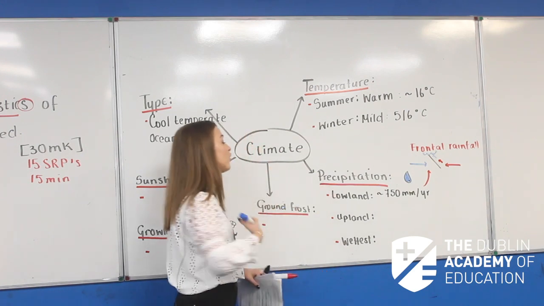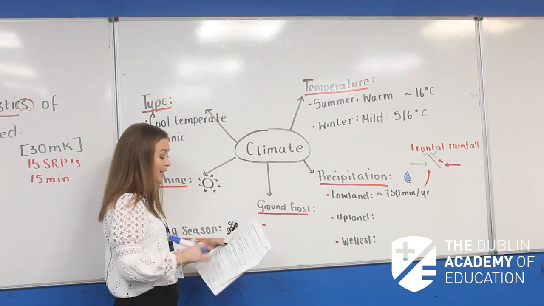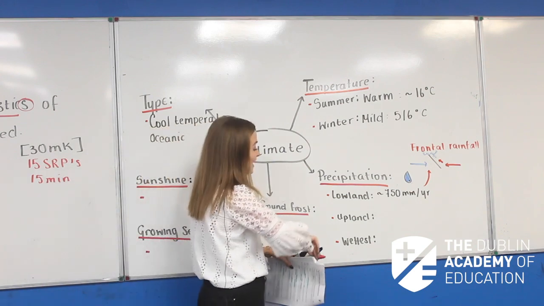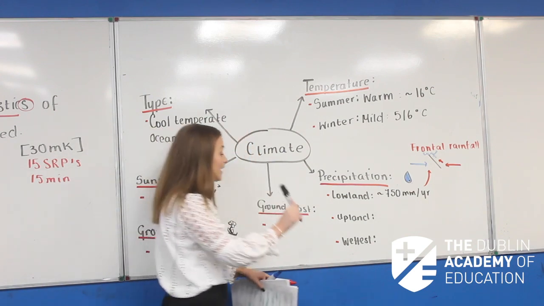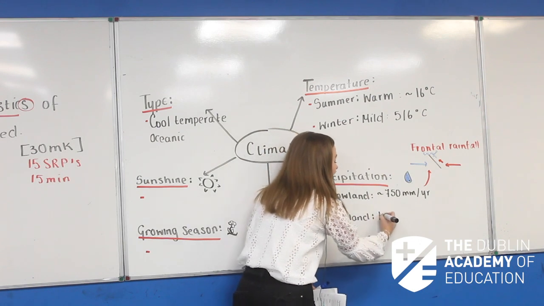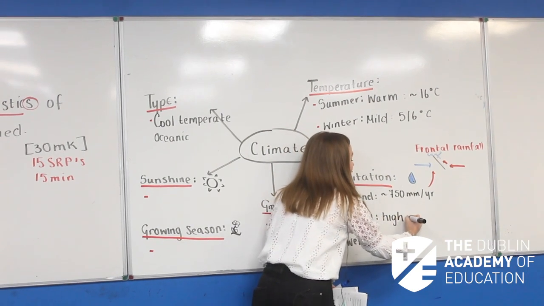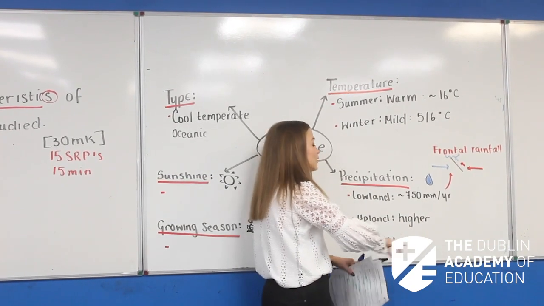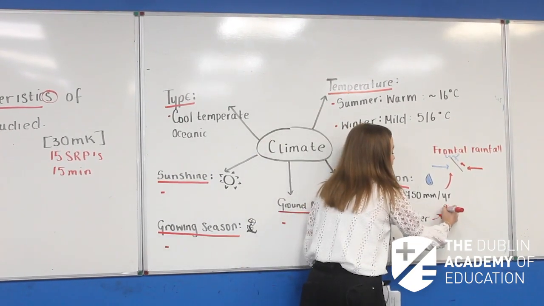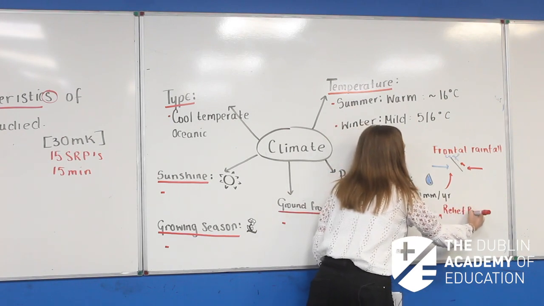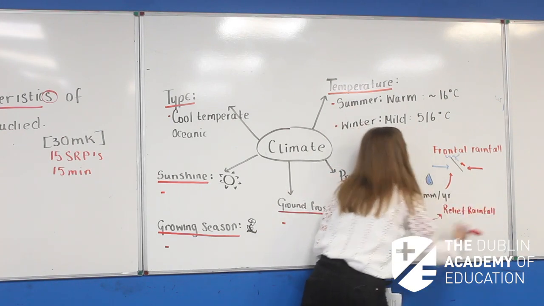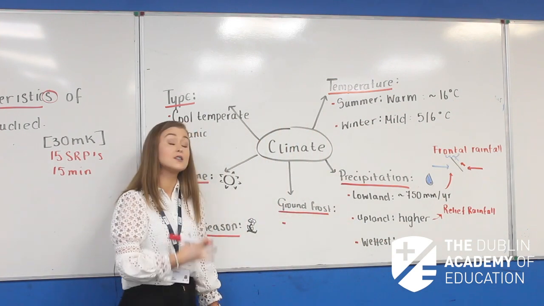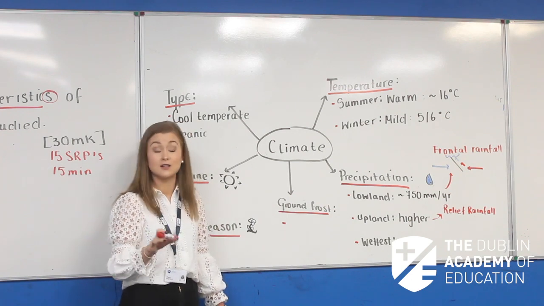So, frontal rainfall is our most dominant type. Now, that being said, relief rainfall does occur in your upland areas. So in upland areas, you do get a higher level of precipitation. Okay, so precipitation is higher, and we do get relief rainfall. Now, an example of where you'd see this relief rainfall is in the Wicklow Mountains, which is over 1,000 metres in height at certain points.